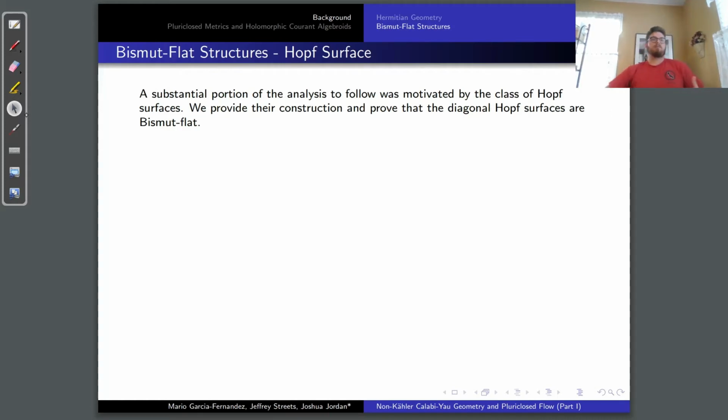The next thing I want to talk about a little bit is just Bismut-flat manifolds, and in particular the Hopf surface. Why am I talking about the Hopf surface? Well, the Hopf surface is, in some sense, the simplest non-trivial Bismut-flat manifold. Okay, I'll talk a little bit more about that in a second, but I figure first we should define Hopf surfaces.